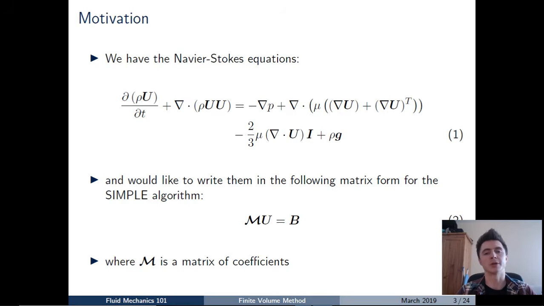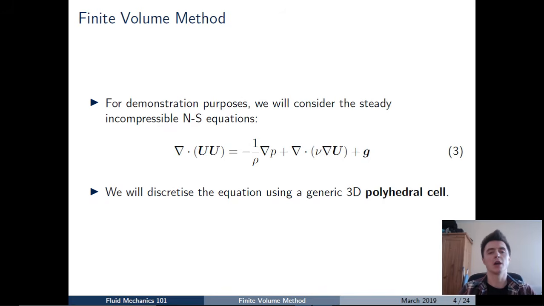So the topic of this talk is how do we convert the Navier-Stokes equations there in equation 1, which is a partial differential equation, into matrix form, and we're going to be using the finite volume method for that. And for demonstration purposes here, I'm just going to be considering the steady, incompressible Navier-Stokes equations, and this process can be readily extended to compressible and unsteady forms of the Navier-Stokes equations.